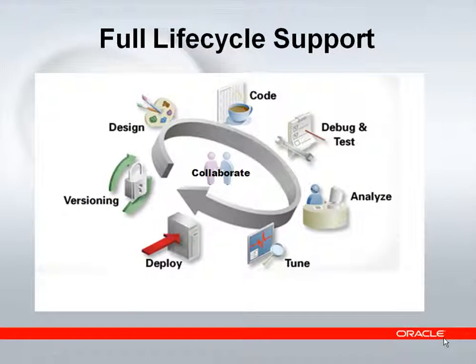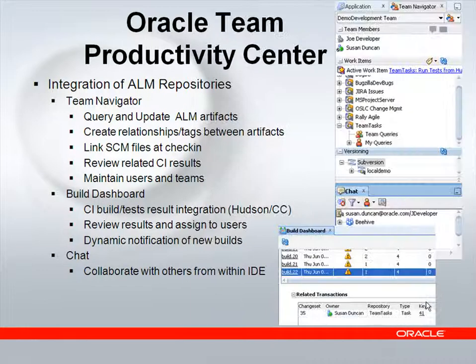The last application development lifecycle feature provided by Oracle JDeveloper 11G that I want to discuss is that of team collaboration. Oracle's Team Productivity Center is an application lifecycle management tool that enables software development teams to collaborate and work productively together when developing applications using JDeveloper, and it's also integrated with Oracle JDeveloper 11G.